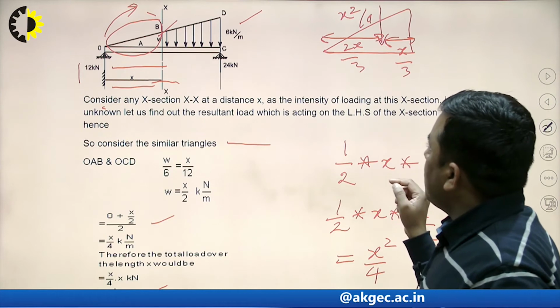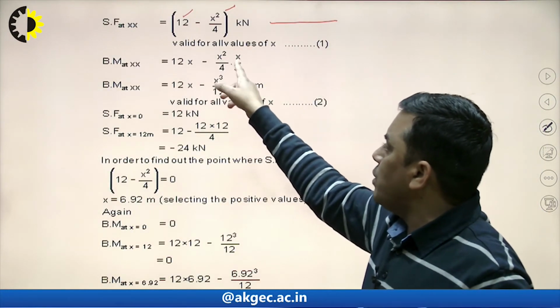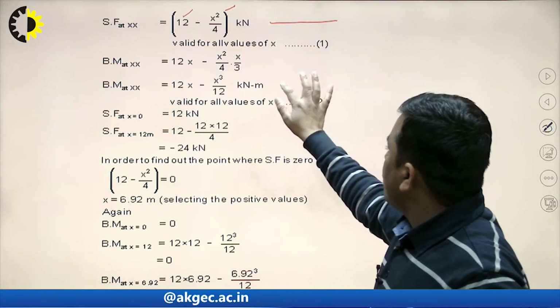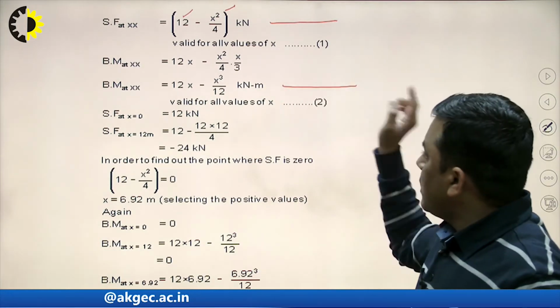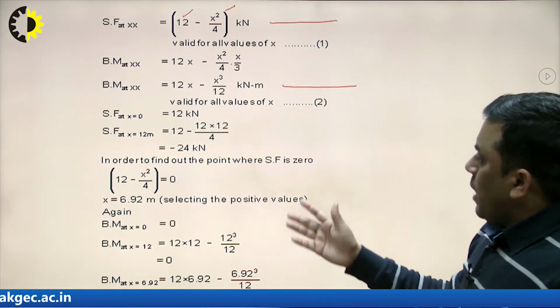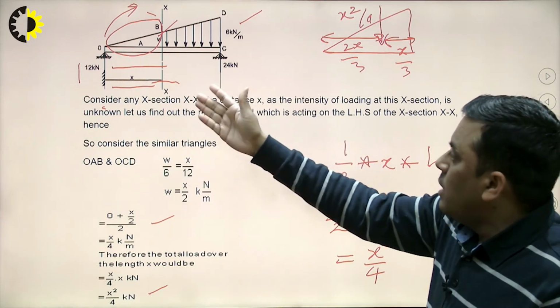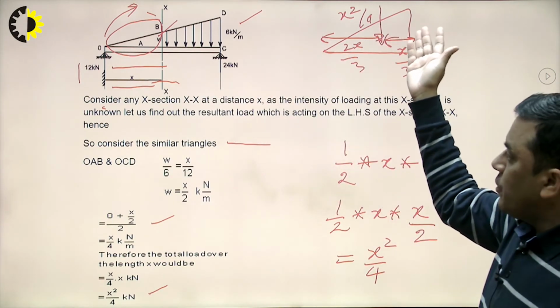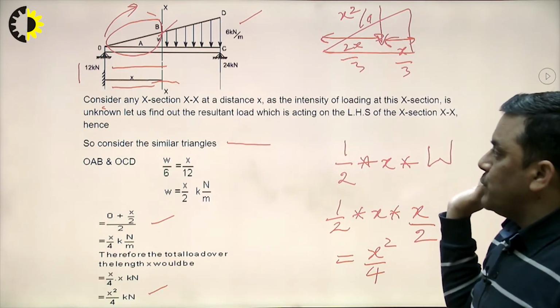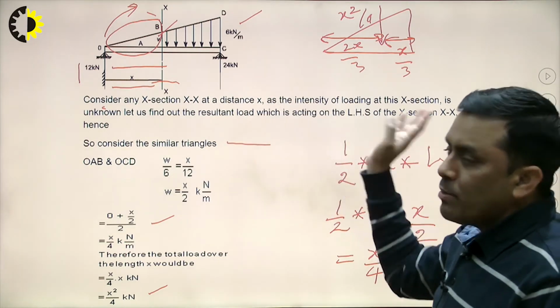So, now we can take the moment also. So, 12x minus x square by 4 into x by 3. So, now both the equations are available. Bending moment equation is cubic. Now, again we are not observing any change. The load intensity is uniformly increasing, so one section will be sufficient here. It means it is valid from the start point to the end point of the beam.